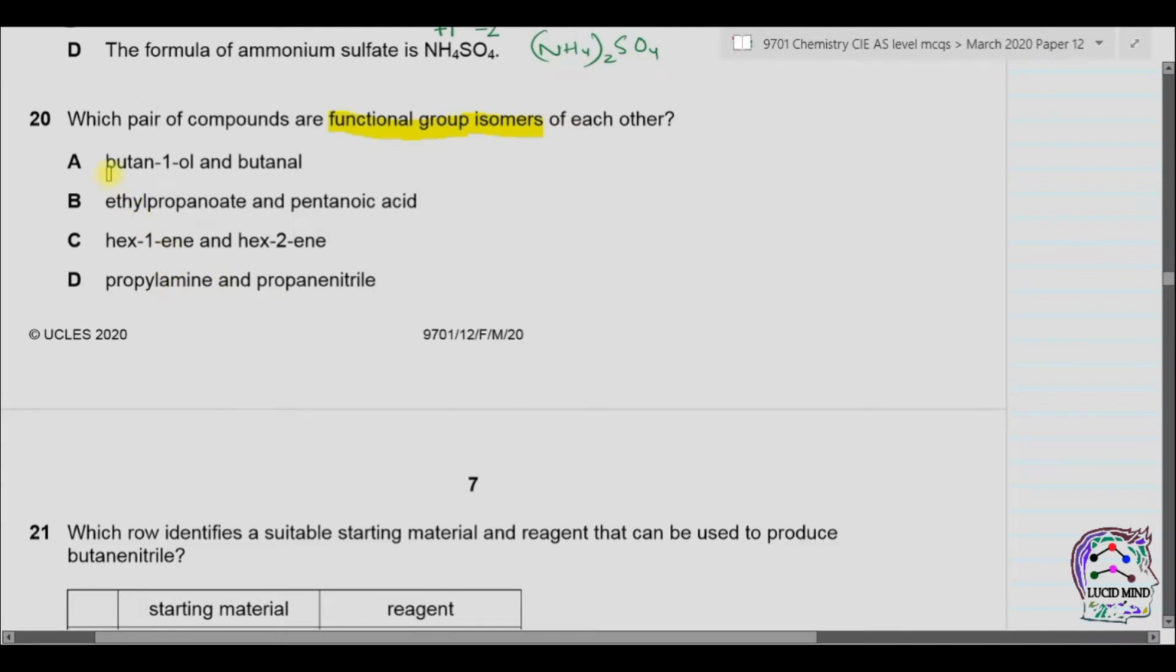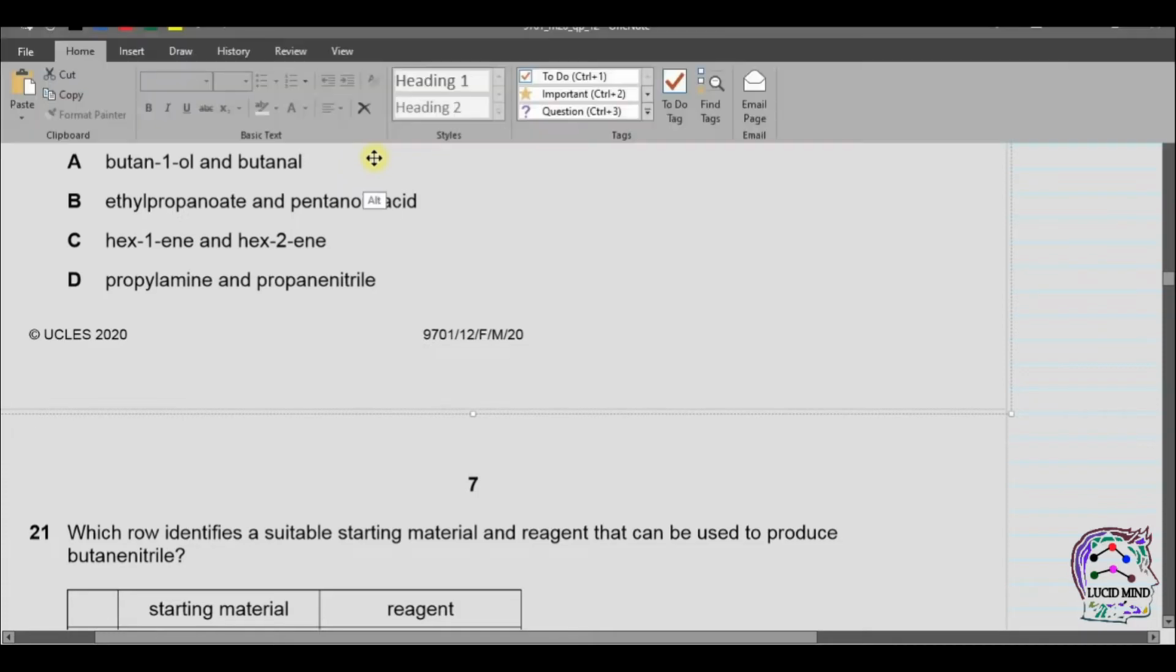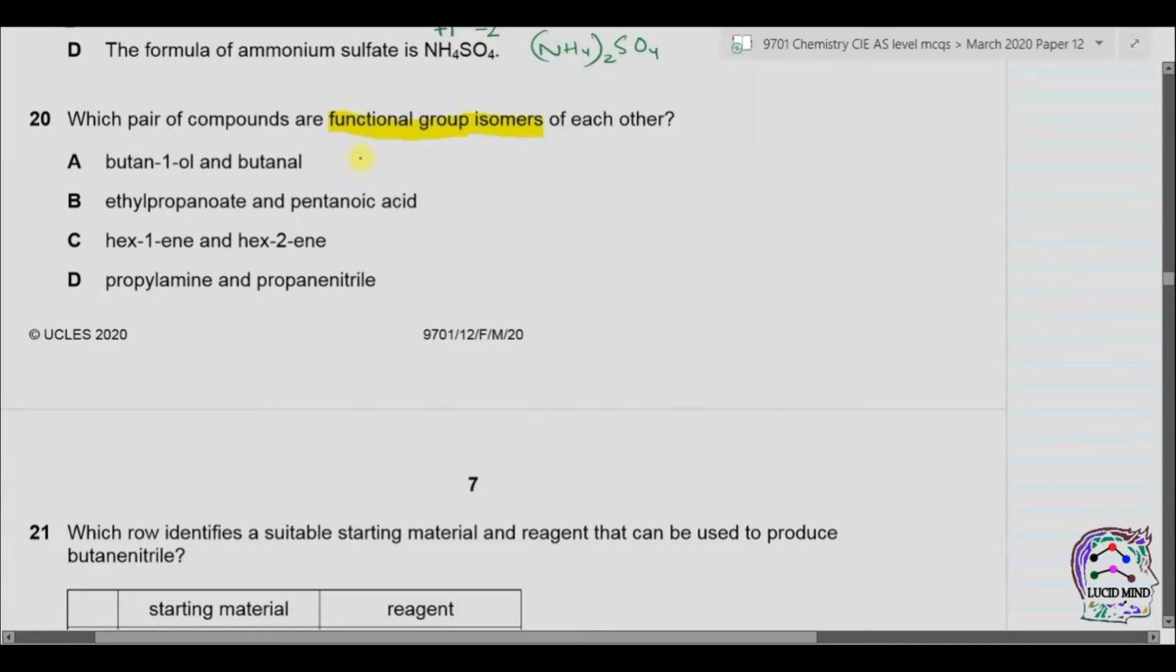Let's see the answers. Part A says butane 1-ol and butanal. This is butane 1-ol. Butane consists of 4 carbon atoms and OH is attached to the first carbon. Butanal also consists of 4 carbon atoms and the functional group is aldehyde.